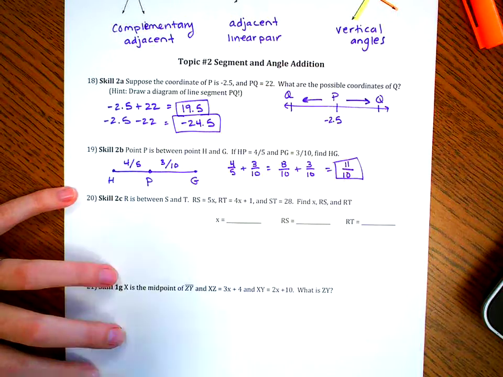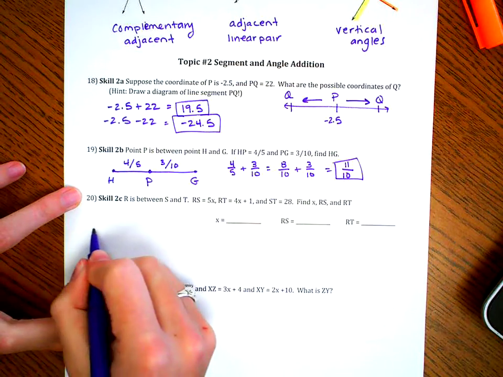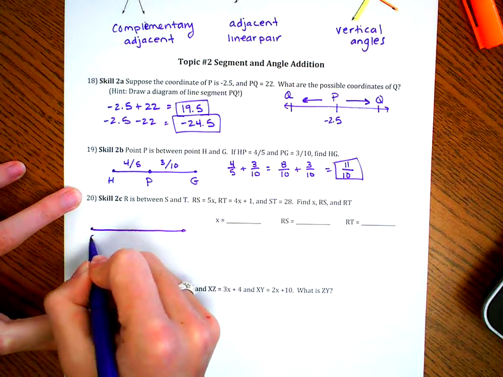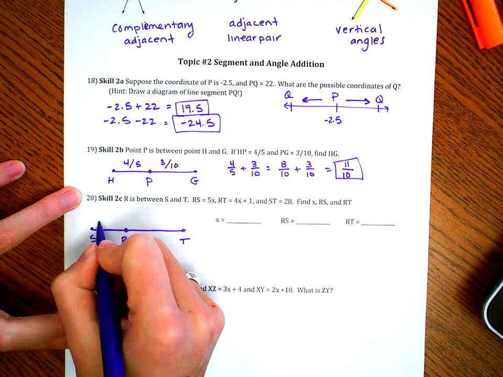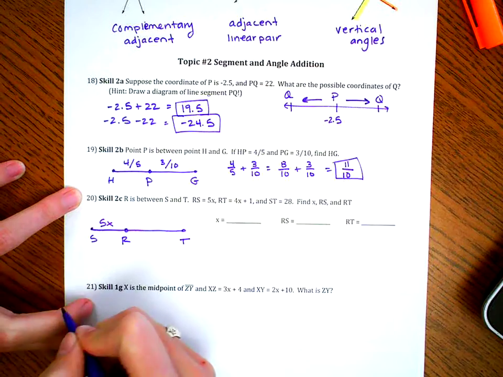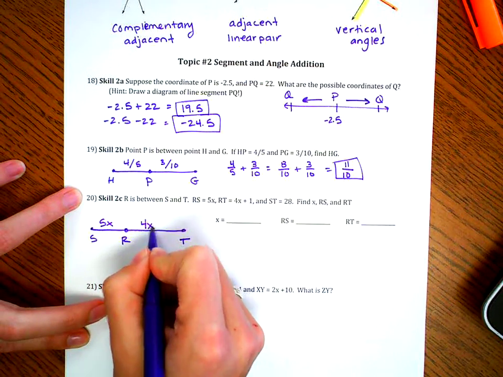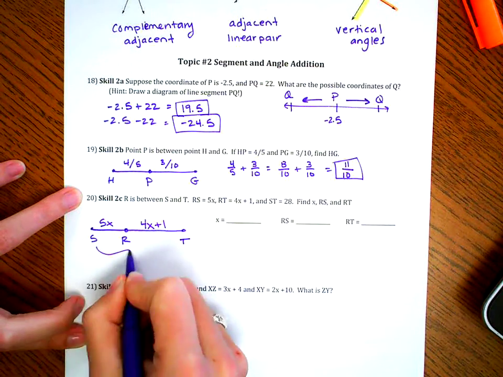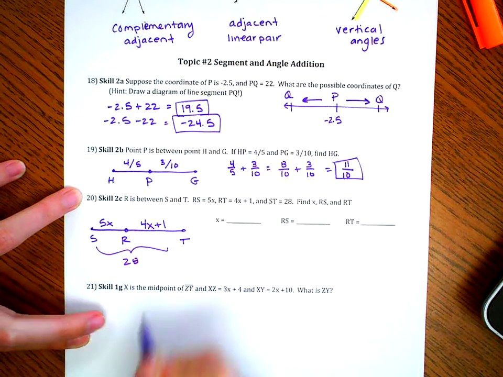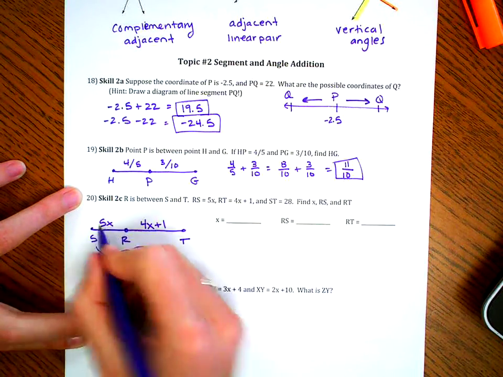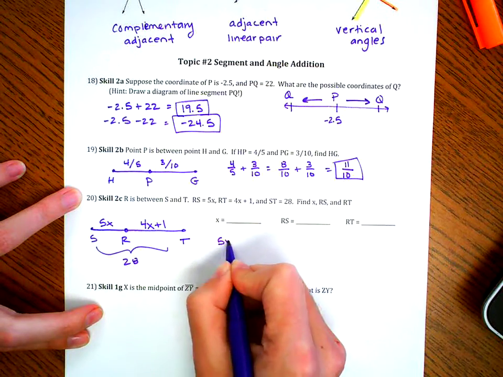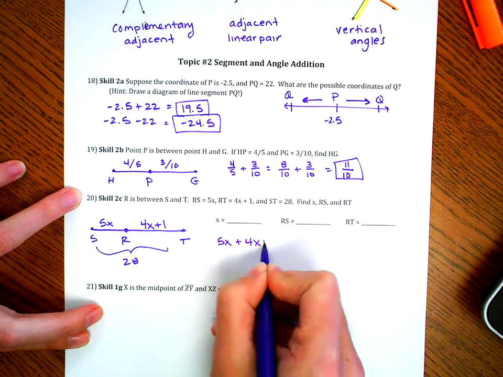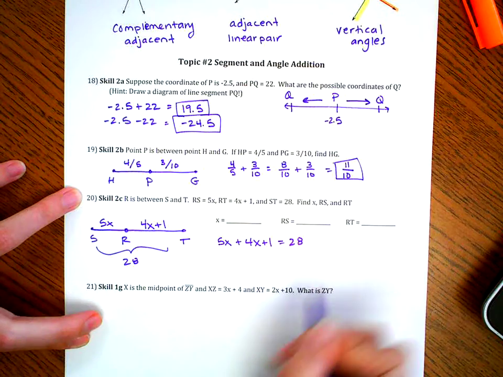Okay, number 20. R is between S and T. So here is S, here's T. R is somewhere in between. RS has a length of 5x. RT has a length of 4x plus 1. And ST, the entire thing, is 28. So let's set up an equation. We know that the sum of the two pieces gives us the whole. So 5x plus 4x plus 1 equals the whole thing, 28.